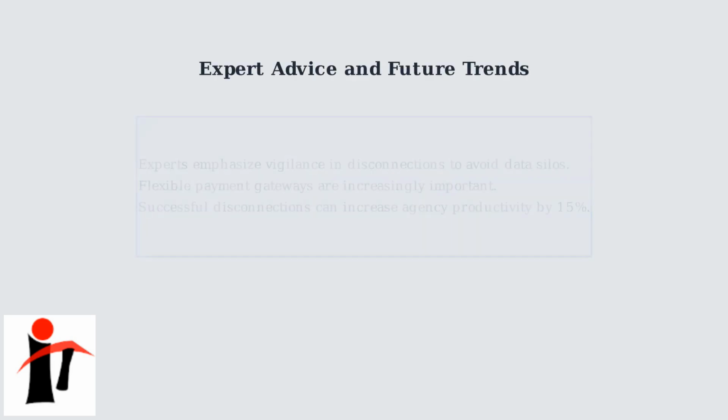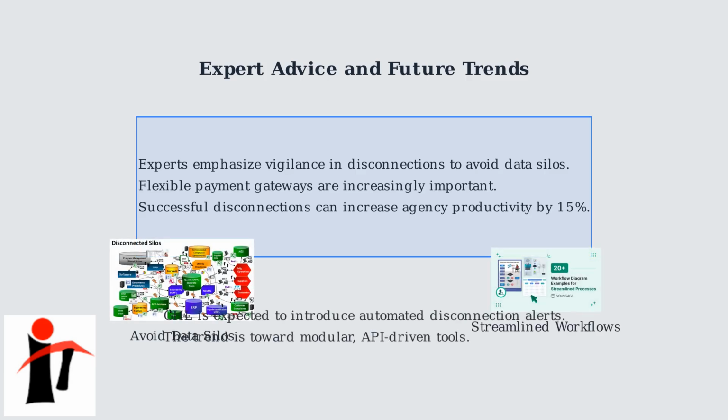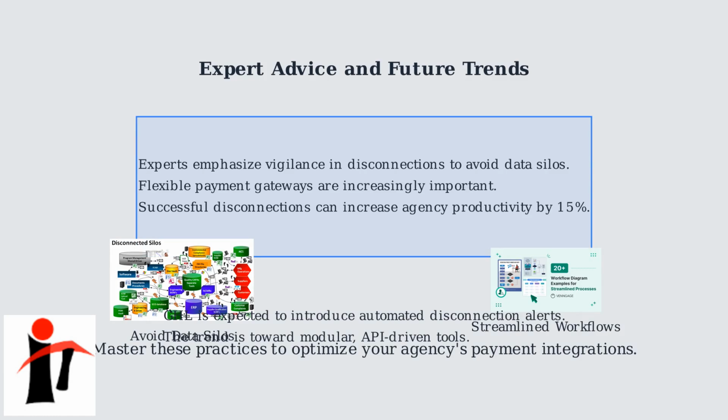Experts emphasize vigilance in disconnections to avoid data silos. Flexible payment gateways are increasingly important. GHL is expected to introduce automated disconnection alerts. The trend is toward modular, API-driven tools. Successful disconnections streamline workflows and can increase agency productivity by 15%.